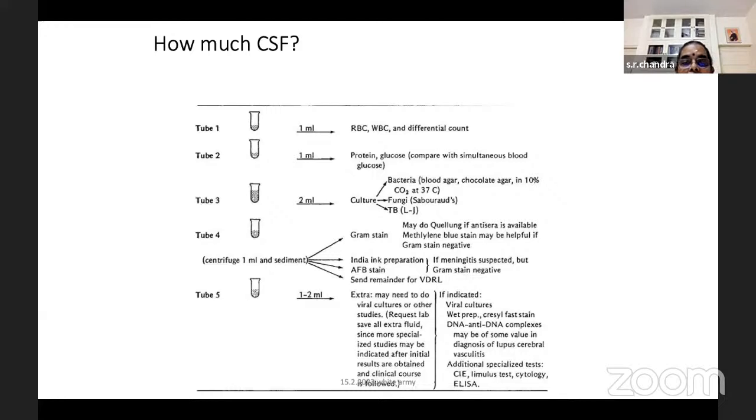India ink stain, gram stain, AFB stain, and other stains are usually done, but do not forget India ink stain for cryptococcal meningitis. And the 5th sample is what I said, a non-mandatory test, which will be done in difficult situations. In case you feel it is indicated, you will use that sample. So 5 samples should be taken.